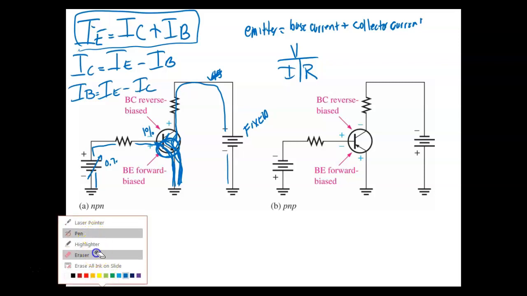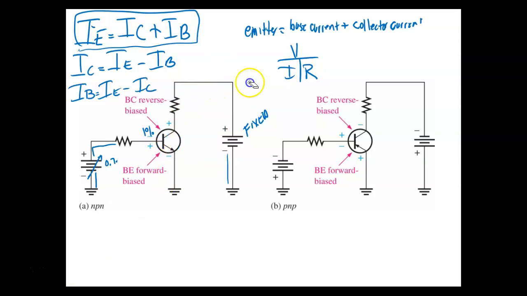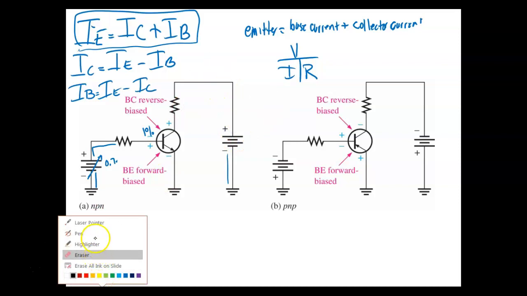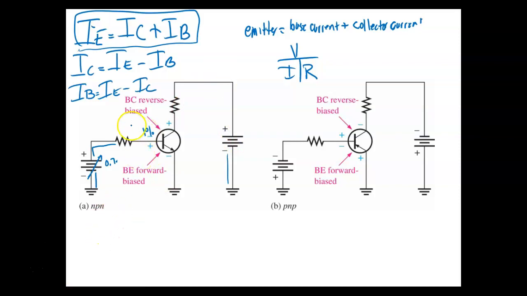So if this thing here had an absolute beta of 100, that means if I put 1 milliamp over here, I would get what? I'd get 100 milliamps over there, but I would be putting 101 milliamps into the emitter. Because 1 milliamp is going to the base, right? You understand?